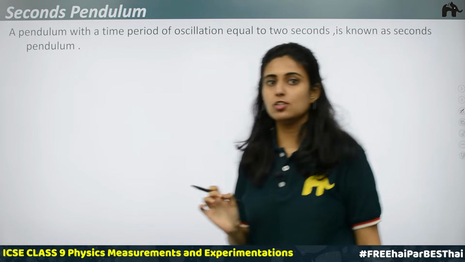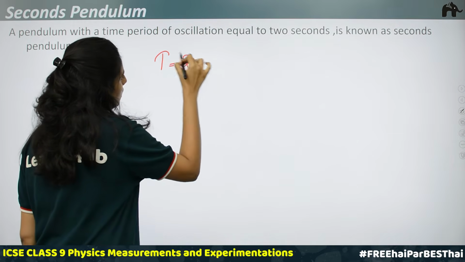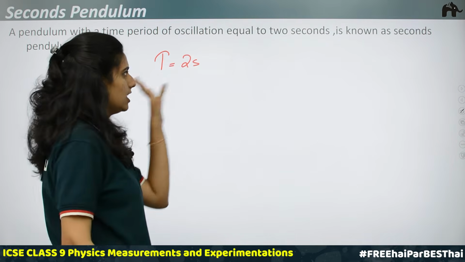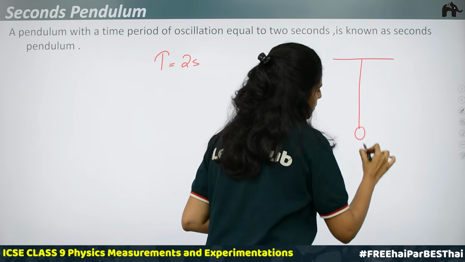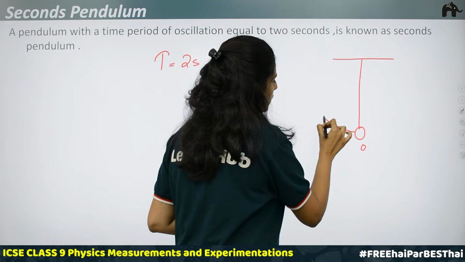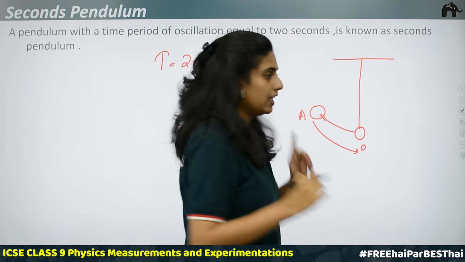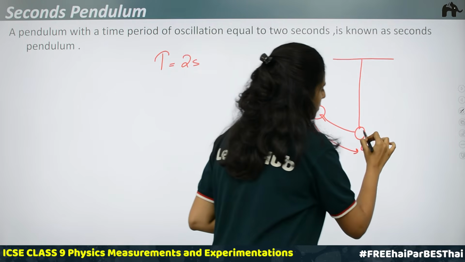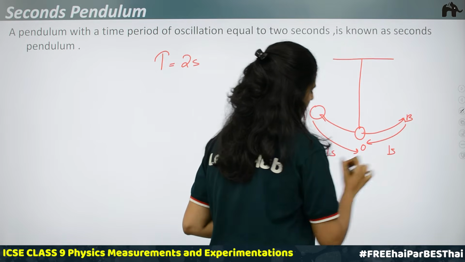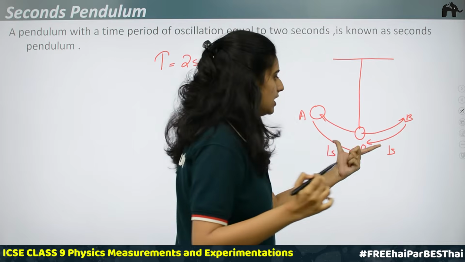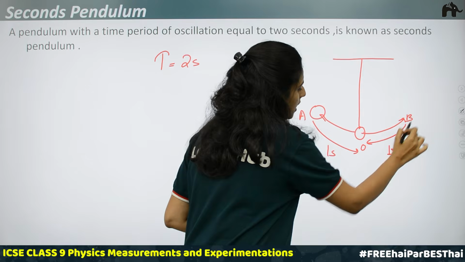So, what is a seconds pendulum? As the name suggests, a pendulum with time period T equal to 2 seconds is called a seconds pendulum. So, in case of a seconds pendulum, for one motion, that is you start from O, move to the extreme end A, back to O, the time taken here will be 1 second. From here again to B, back to O, 1 second. So, 1 plus 1, 2 seconds. So, this is the time for one complete oscillation, starting from O to A, B to O.